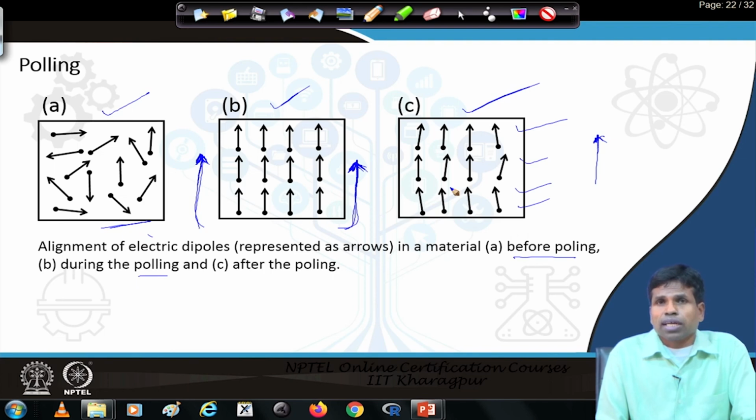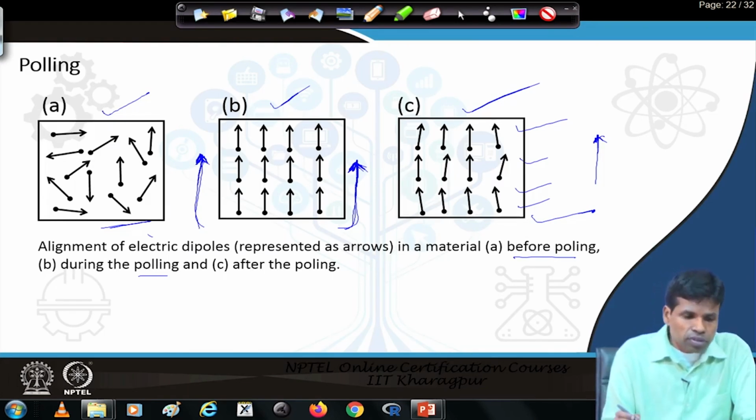There is another way the material can be depoled: if it is heated to a temperature above the Curie temperature. If we heat the poled material above the Curie temperature, the dipole reorientation will occur. They will again orient randomly and produce no net dipole moment inside the crystal. So, there are two ways it can be depoled: one is applying the field in the opposite direction, or heating it above the Curie temperature.